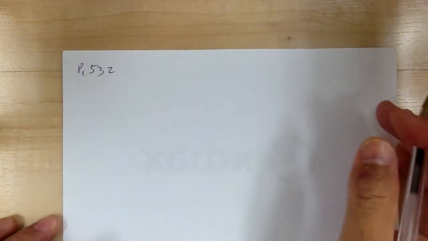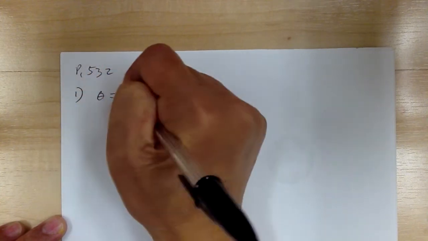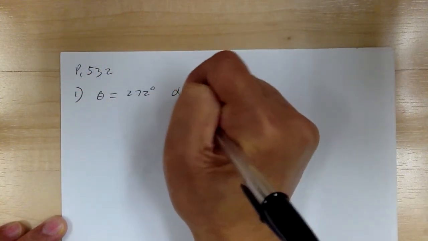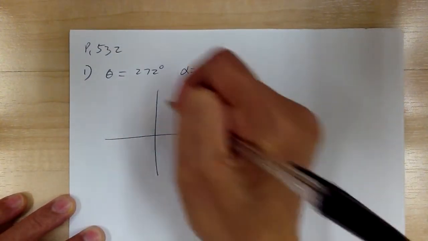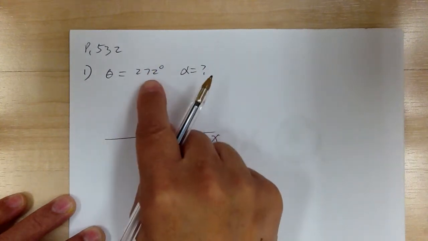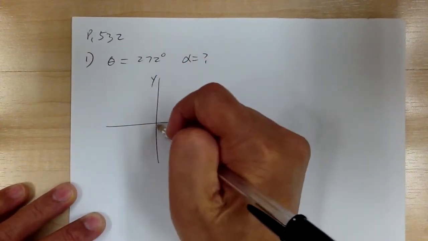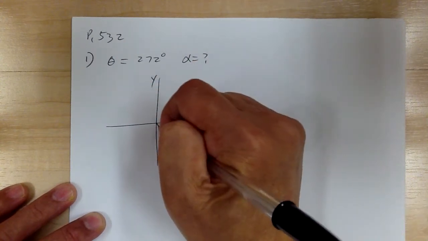Let's go to page 532 and start with number 1. Number 1, you have theta equal to 272 degrees, and you're looking for alpha. So for all of these problems, you get your x-axis and y-axis, and you locate the angle and just approximate. 272 is really close to this axis, but I'm going to draw it a bit more off so that it's easier to see.